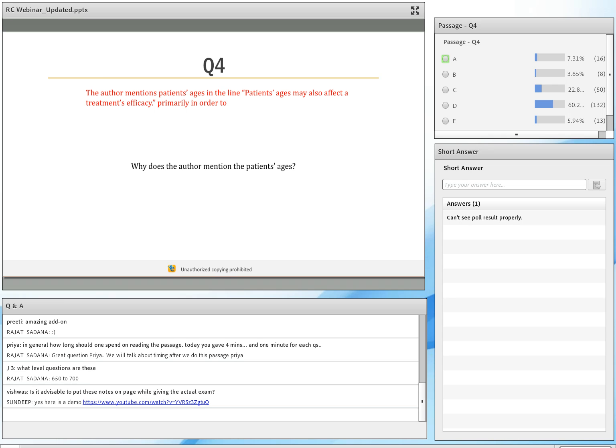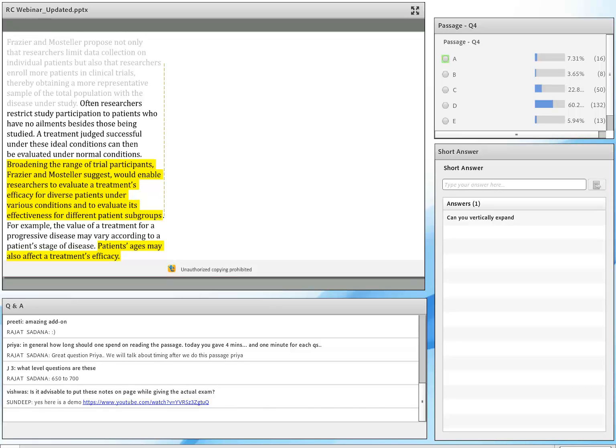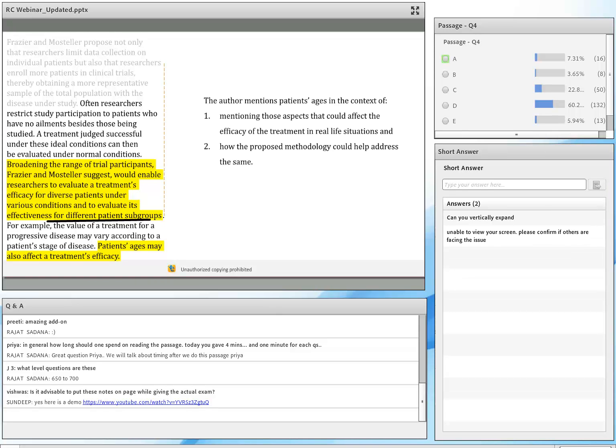Okay. See, then the question 4 says the author mentions patients' ages in the line, patients' ages may also affect a treatment's efficacy, primarily in order to. Let's do our pre-thinking over here. So that's towards the end. And remember, we actually did this, which is effectiveness for different patient subgroups. That's what we looked at.